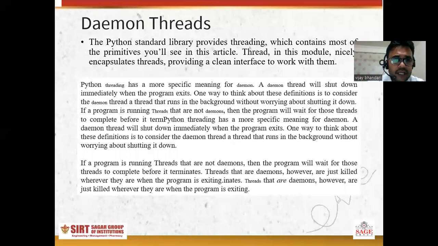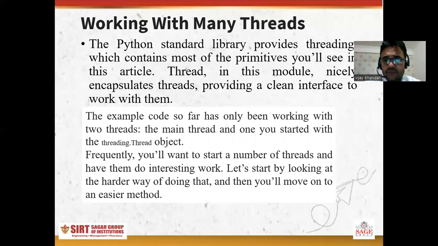Now we are moving to the slide on daemon threads. In computer science, a daemon is a process that runs in the background, so that is called a daemon. The Python standard library provides threading, and most of the primitives you will see in this session are in this module, which nicely encapsulates threads, providing a clean interface to work with them. So what does it do? Python threading has a more specific view for them. The daemon thread will shut down immediately when the program exits. One way to think about these definitions is to consider the daemon thread as a thread that runs in the background without worrying about shutting it down.